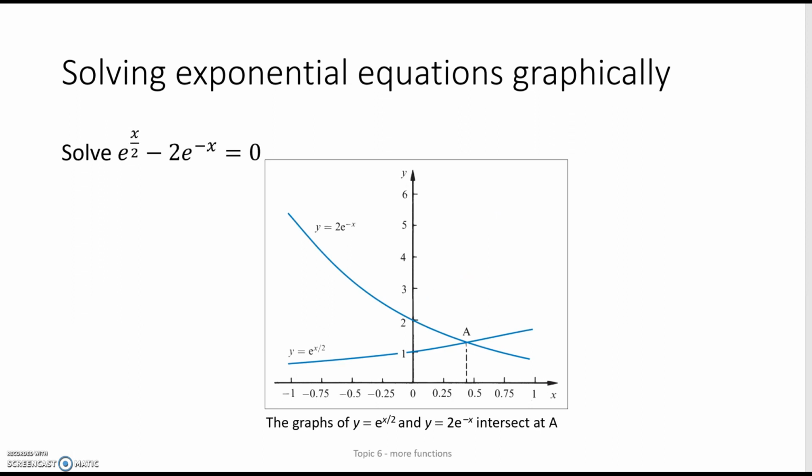Similarly, for the next one, we would break it into two. We would say this is the same as solving e to the x over 2 equals 2e to the negative x. And then we'd draw both of those. Which I have done, and you can see that they meet there at approximately x equals 0.46. And then we could put that in, which I haven't done, and find the value for y. Then we've found the solution to our original problem, e to the x over 2 minus 2e to the negative x equals 0.